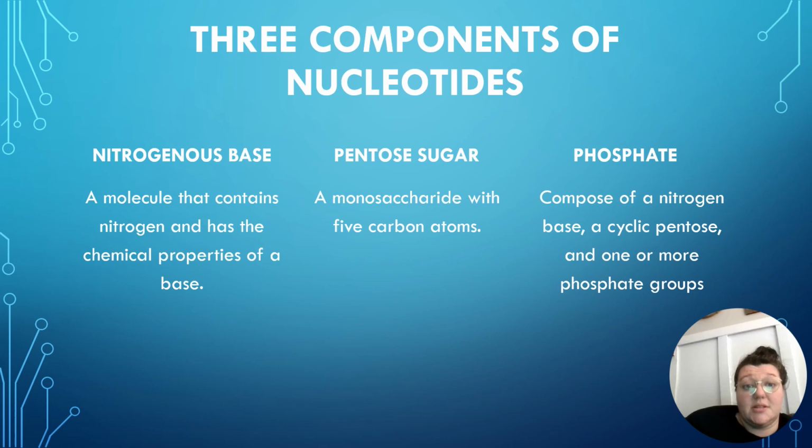Okay, we have 3 components of nucleotides. This is a nitrogenous base, which is a molecule that contains nitrogen and has the chemical properties of a base. Next, you have those pentose sugars, which is a monosaccharide with 5 carbon atoms. And next we have phosphate. These compose of a nitrogen base and cyclic pentose and 1 or more phosphate groups.